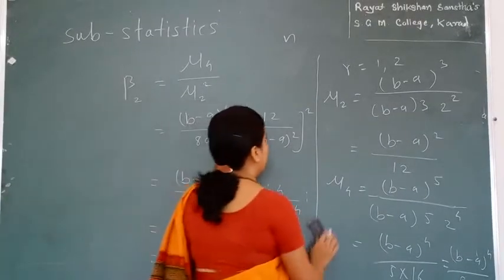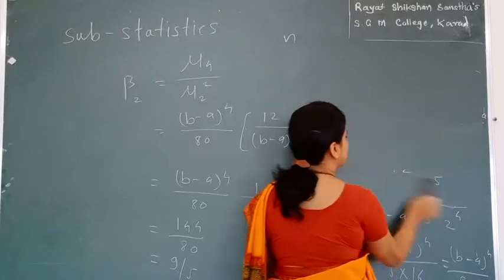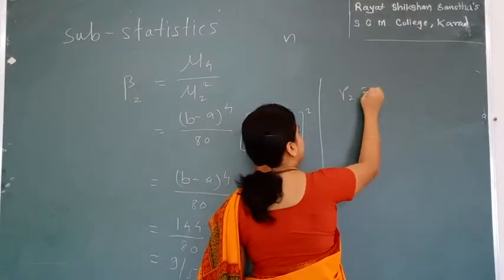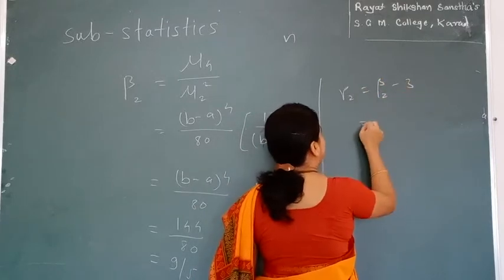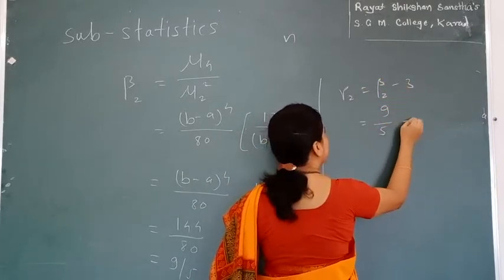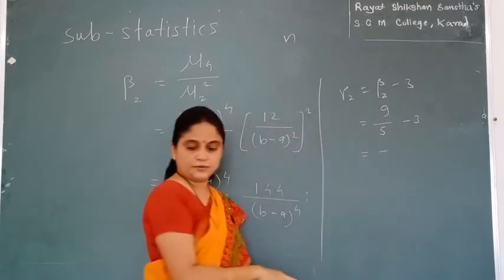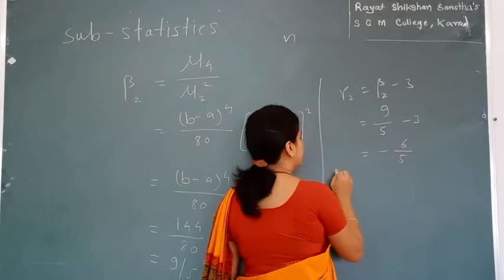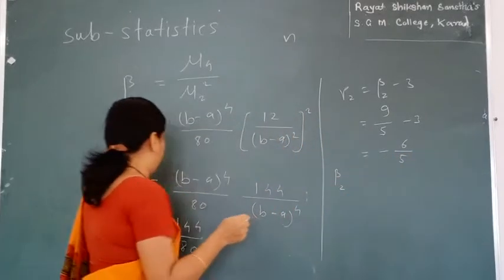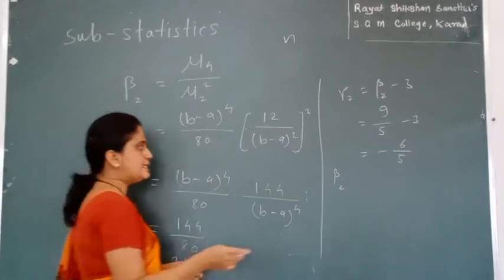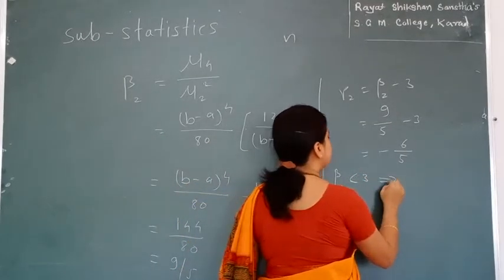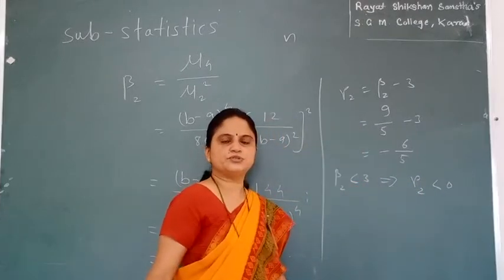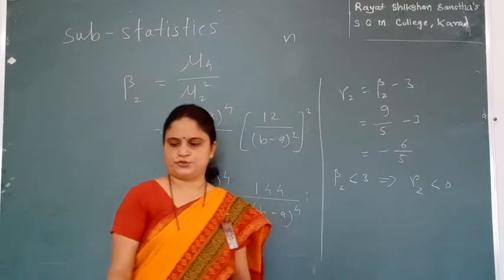9 by 5. And from this beta 2, now we can find gamma 2, which is beta 2 minus 3. And since beta 2 is 9 by 5, 9 by 5 minus 3, it comes as minus 6 by 5. Over here beta 2 comes as less than 3, hence your gamma 2 is less than 0, and hence the distribution is platykurtic distribution.